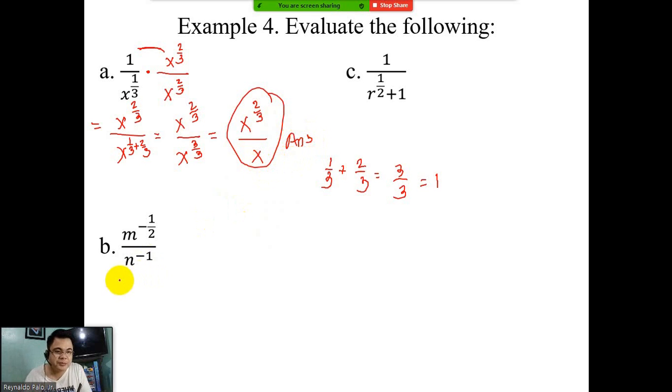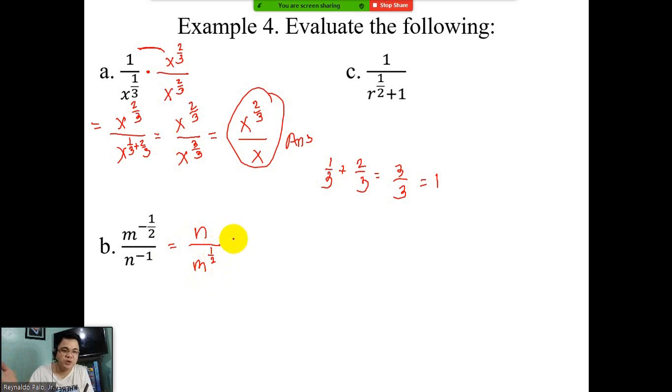Then for letter B, as you can see, there are negative exponents. So all we need to do here first is to reciprocate. n will be on the numerator, and m raised to the power of negative 1/2 will become m raised to the power of 1/2 on the denominator. So as you can see, there is still a fractional exponent of 1/2 in the denominator.